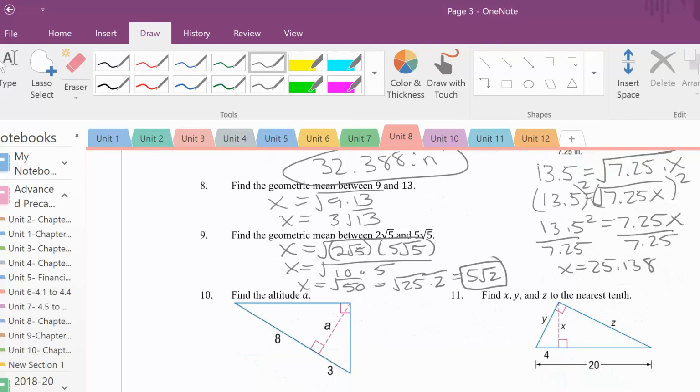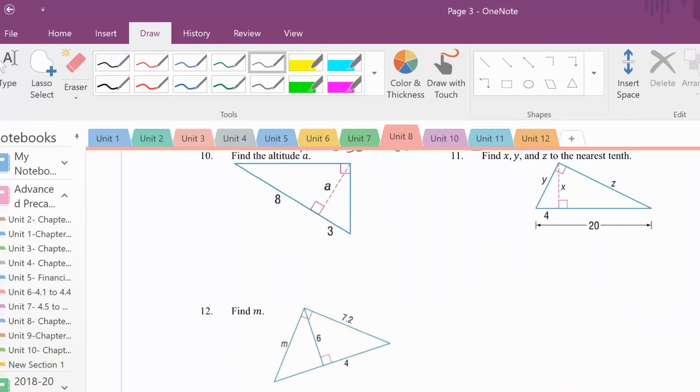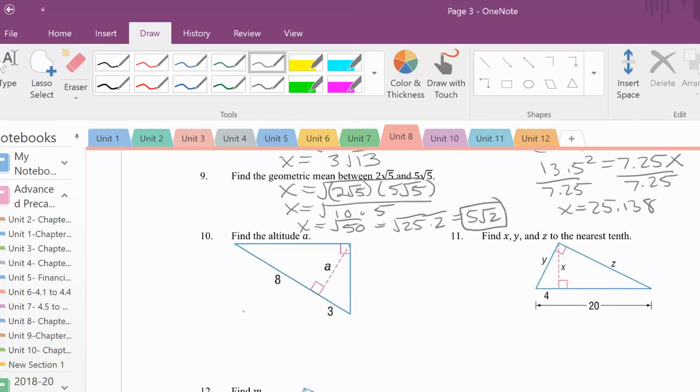All right, for number 10, A is an altitude. And so it's the geometric mean between 8 and 3. 8 times 3 is 24. 24 is equal to the square root of 4 times 6, which is equal to 2 rad 6.